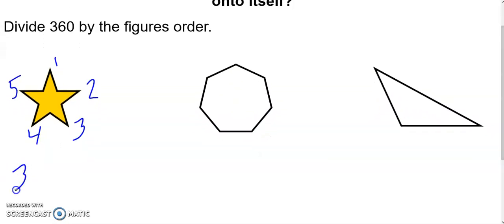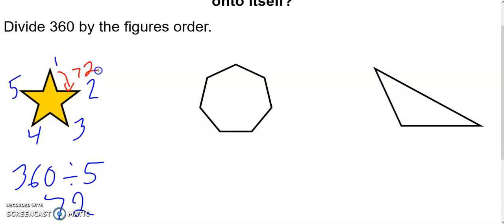So we're going to take 360 and divide that by the order, and that answer is how many degrees in every turn. So 360 divided by 5 is 72. What that means is every time I turn that star, it is 72 degrees. The degrees in 1 rotation is 72 degrees.